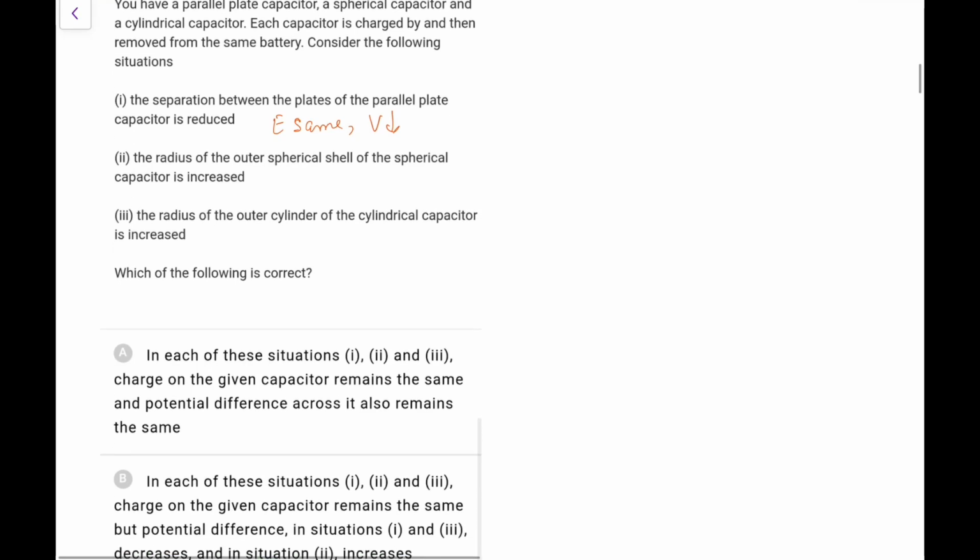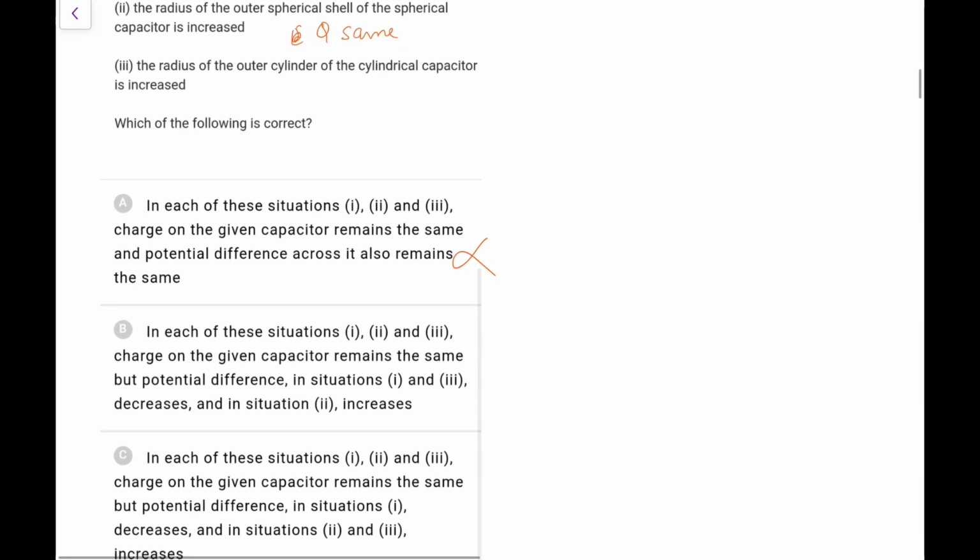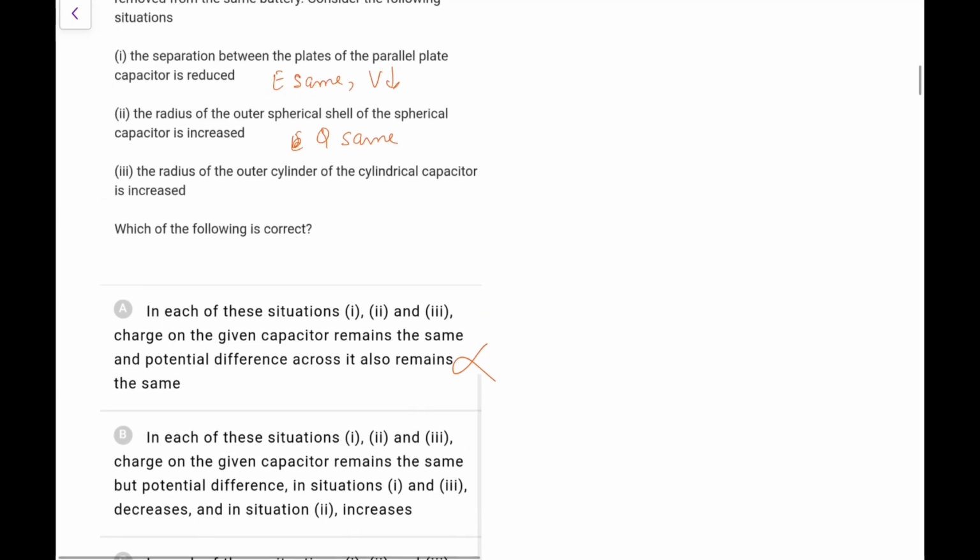The radius of the outer spherical shell of the spherical capacitor is increased. So again, Q is going to remain the same here. The radius of the outer cylinder of the cylindrical capacitor is increased. So here also, let me see the option first. In each of the situations, charge on the given capacitor remains the same and potential difference remains the same. This is wrong. In each of these situations, charge remains the same but potential difference in 1 and 3 decreases. In 1 it decreases, yes. In the 2, the radius of the outer spherical shell.